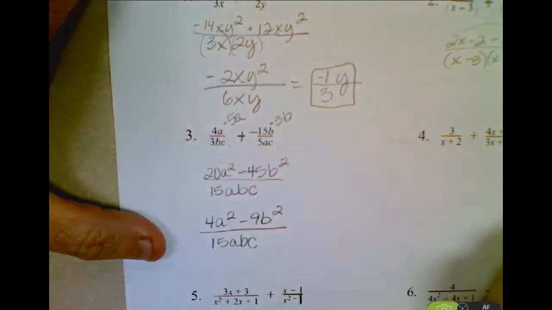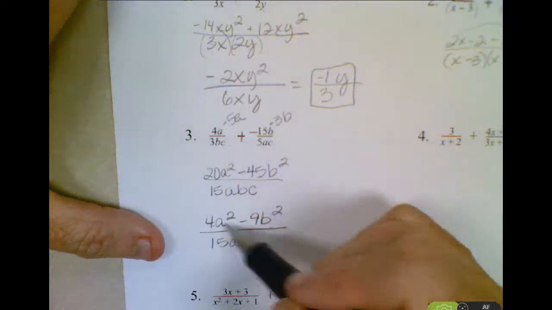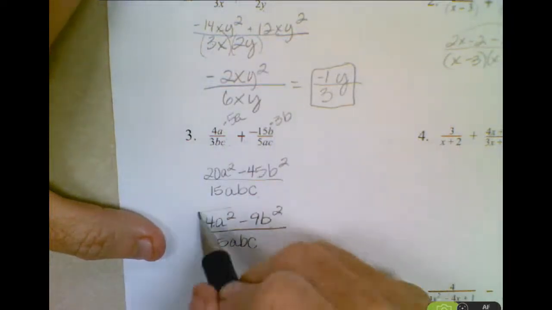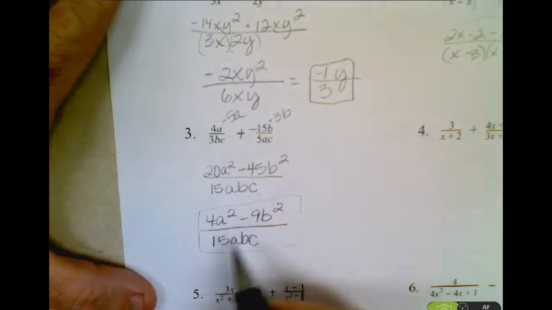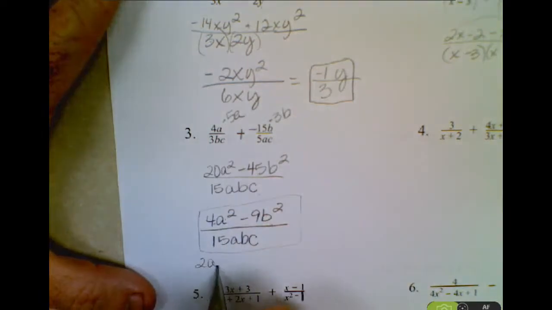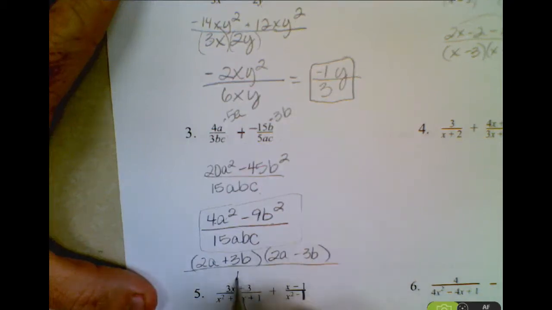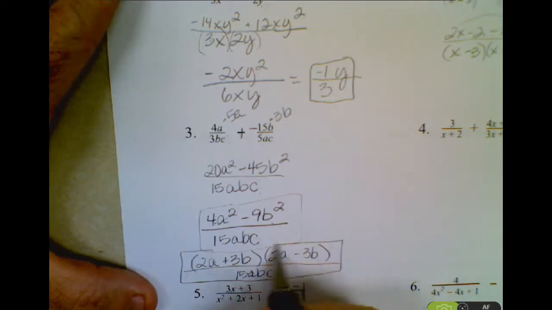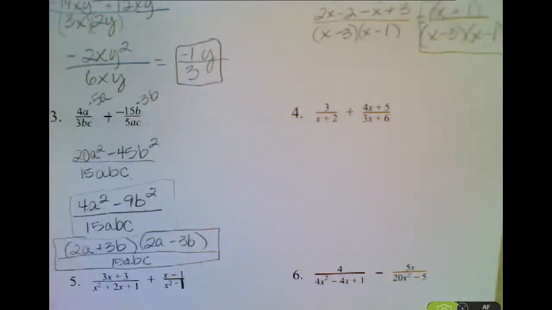15abc. Some of you may be looking at that and seeing that the top one is actually factorable. So this answer here would be fine. You can't really simplify more than that, except if you were to factor the top, which would factor to 2a plus 3b and 2a minus 3b all over 15abc. I would accept either one of those answers. Okay? Okay, number 4.